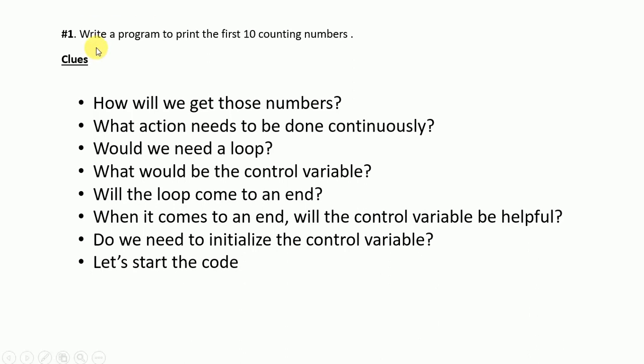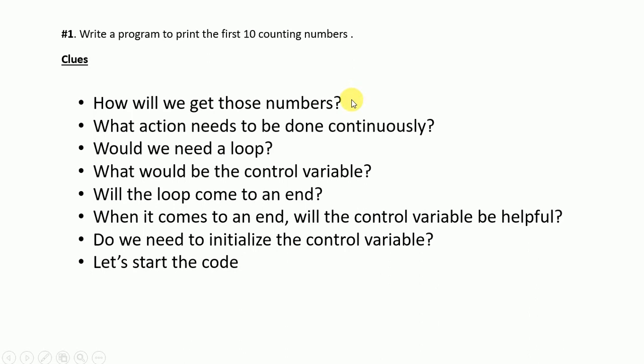From the question, we can see that they are asking us for the first 10 counting numbers. But we don't know where to get them. Under normal circumstances, we can list them manually, like writing them 1, 2, up to 10. But if we are writing the code, how do we get those numbers? Then the next thing is, will we need a loop at all? If we know when we start, how will we get the rest?